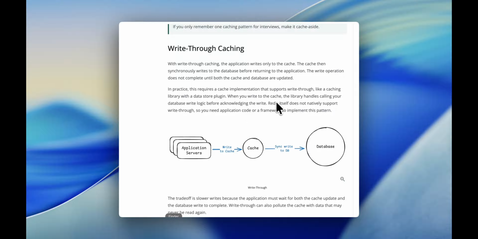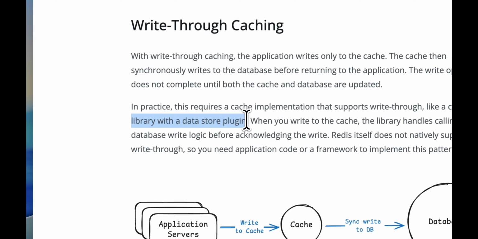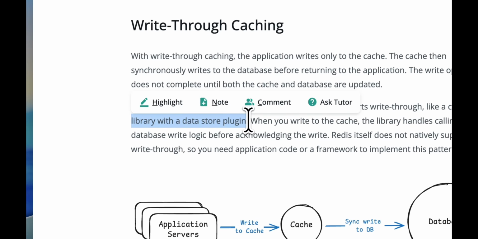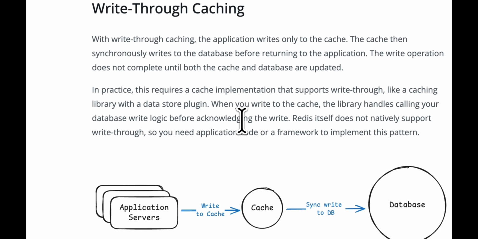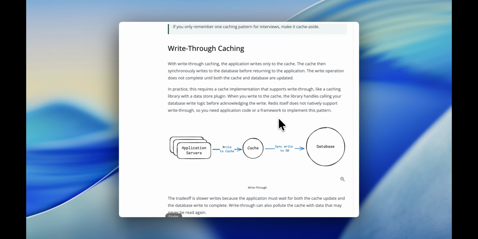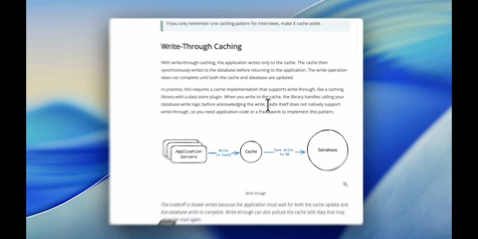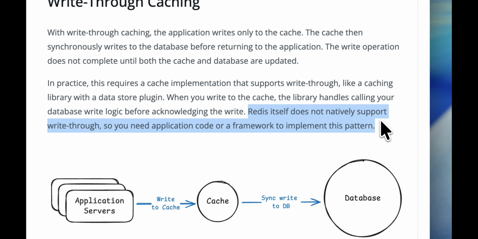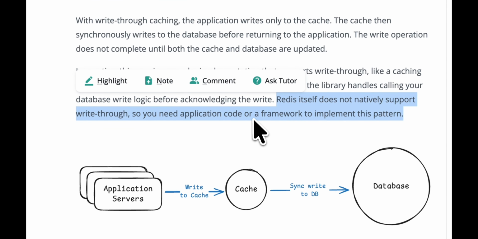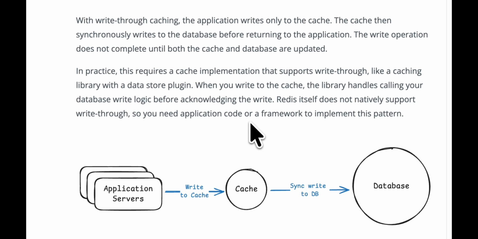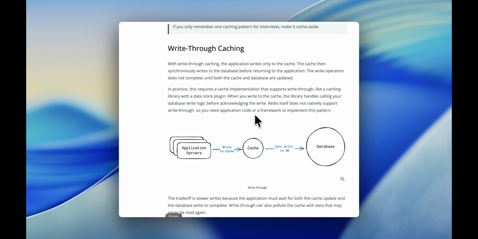In practice, this requires a cache implementation that supports write-through, like a caching library with a data store plugin. So you have to write some sort of extra logic to make sure that from the cache you are synchronously writing your data to the database. You should also know that Redis itself does not natively support write-through, so as I said, you have to implement this strategy yourself by writing extra code. Okay.